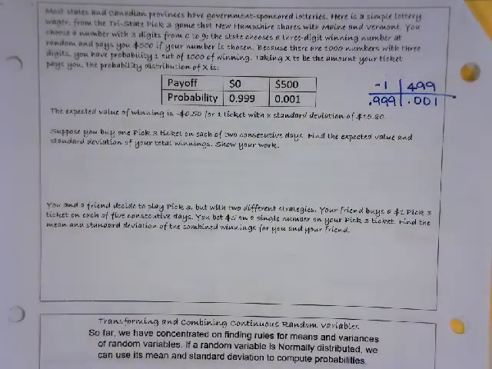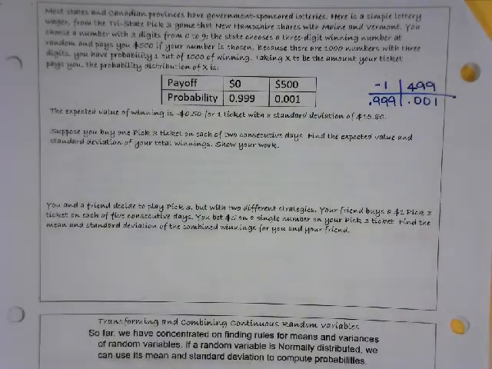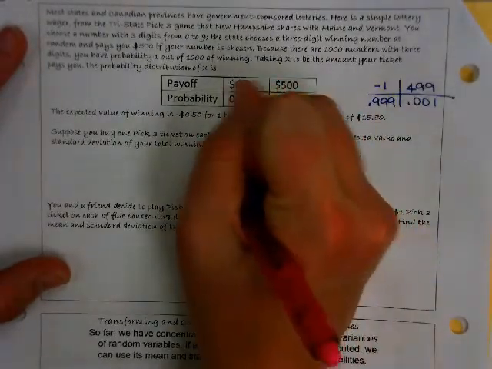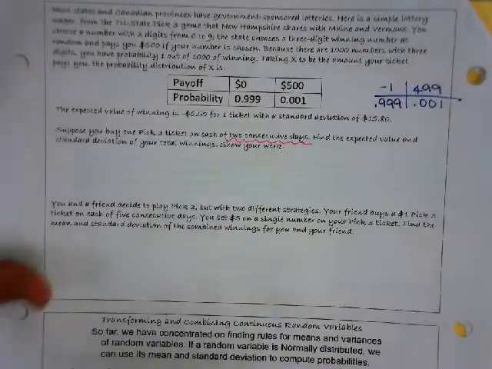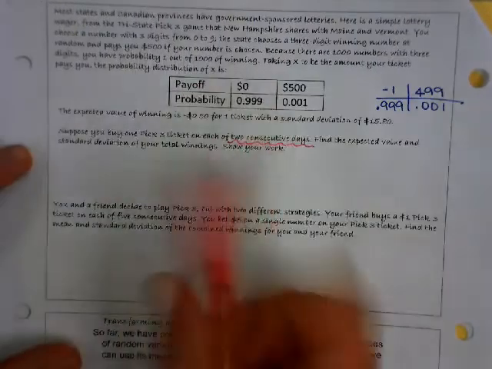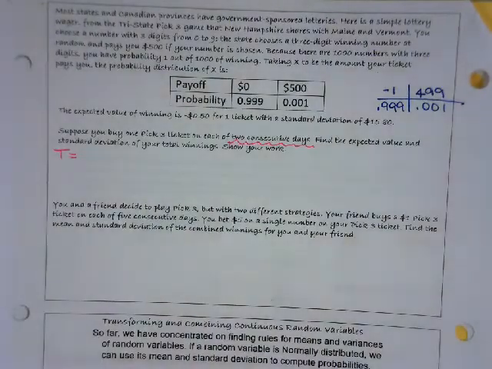So suppose we buy one Pick 3 ticket on each of 2 consecutive days. We're going to find the expected value and standard deviation for the total winnings. So first thing I'm going to do is define a new variable because I'm buying a ticket for 2 consecutive days. So X is buying 1 ticket, and I'm going to define a new variable T. We tend to use T when we're adding to mean total, but you could use whatever letter you wanted to.